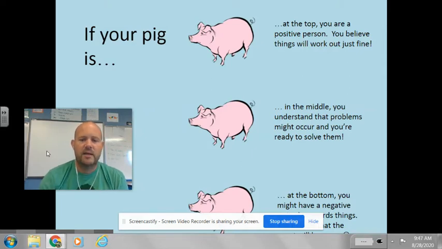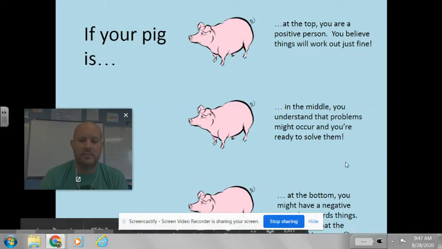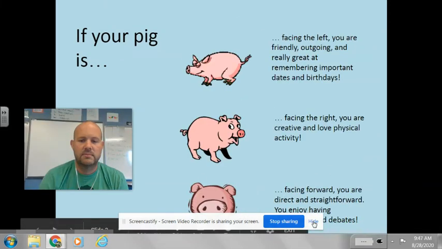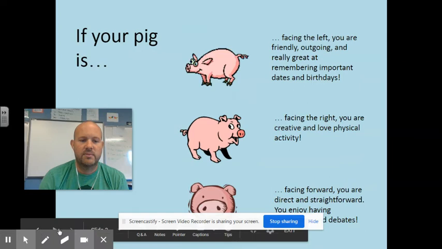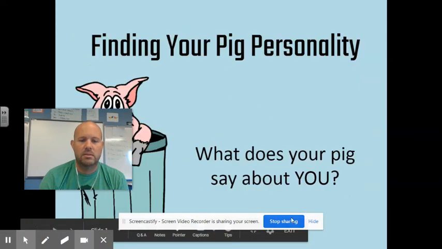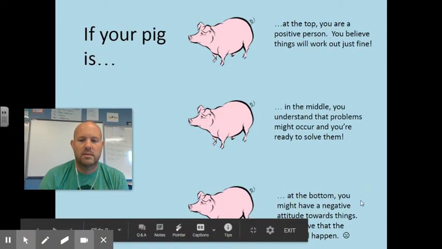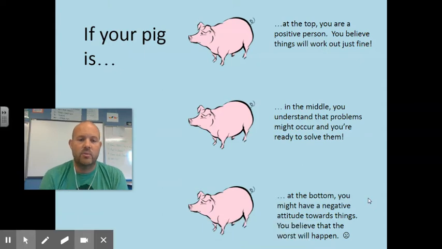And then if you are a, let's go back one here. If your pig is at the bottom of the paper, you might have a negative attitude towards things, and you believe that the worst will happen. So this is called being a pessimist.